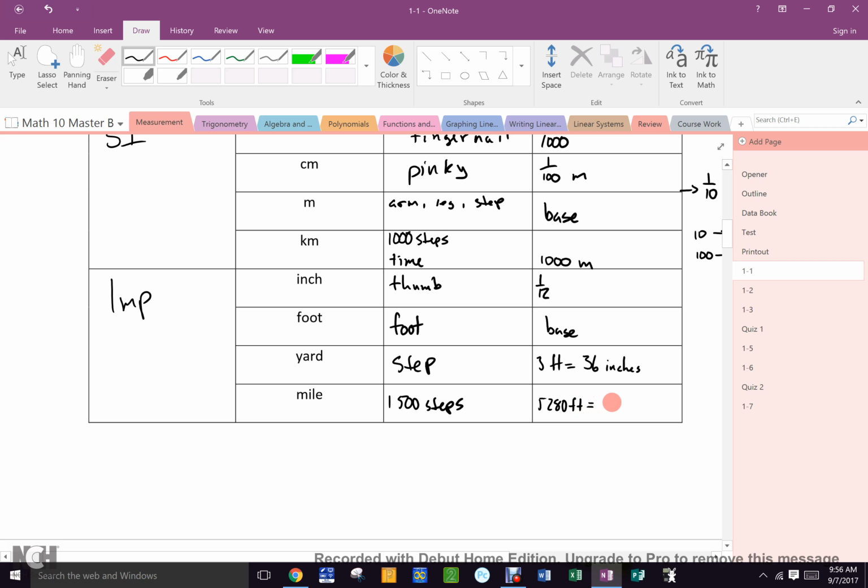Are you ready for the yards? 1,760 yards. Nice, easy number to work with. I'm not even going to do inches because that's stupid. You would never measure a mile in inches. But it would be funny. How far did you drive on your trip? 3 million inches.